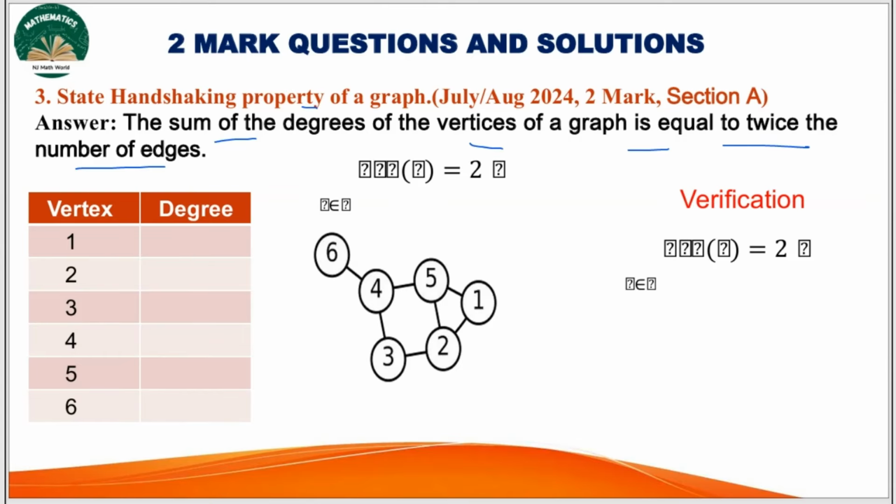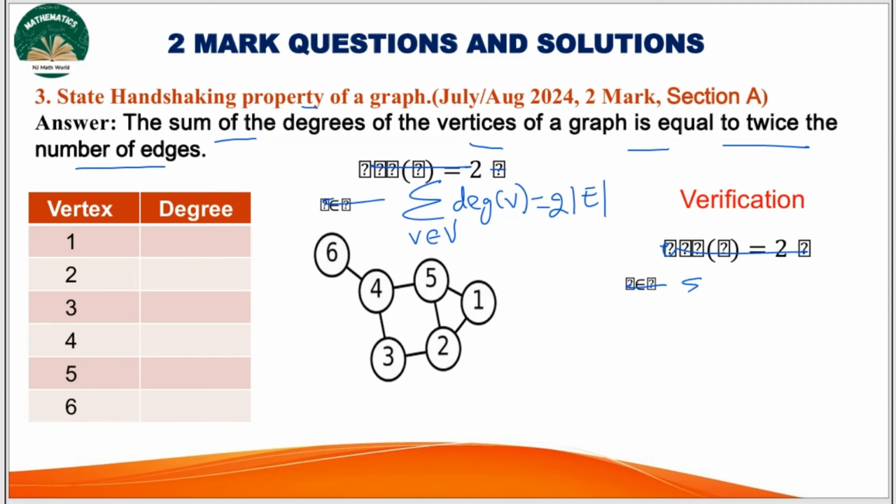So what it says is the sum of the degrees of the vertices. Let me find the degree of these vertices. The formula is: summation over v belonging to capital V, degree of v, will be equal to 2 times the number of edges. So yes, we will be proving this.